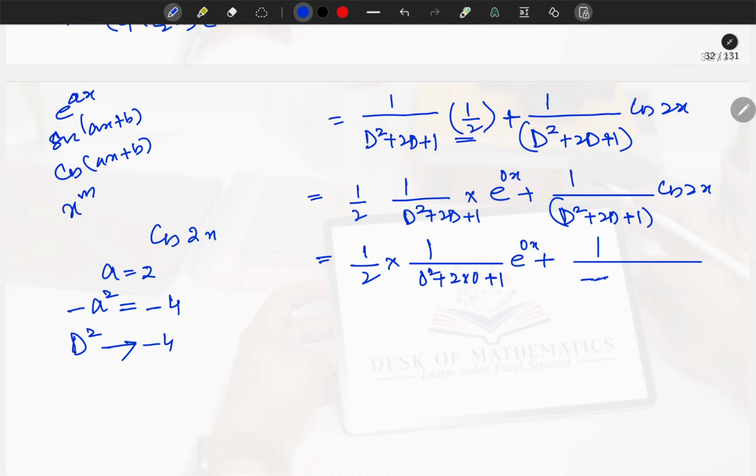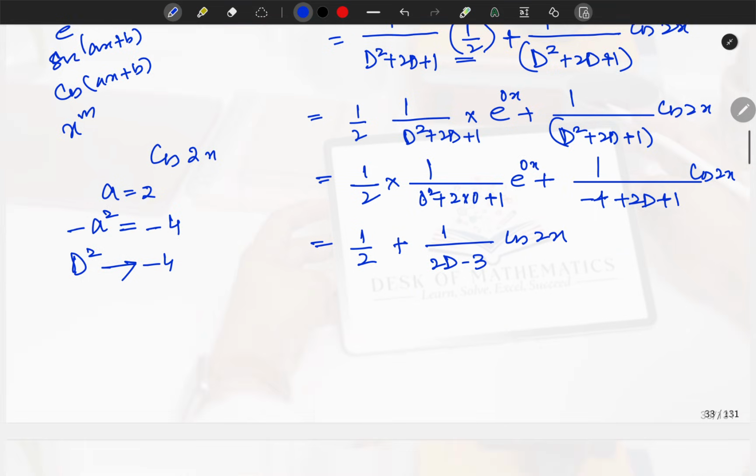So that is d square is minus 4 plus 2d plus 1 cos of 2x. So now here 0 square is 0, 2 times 0 it will be 0, it will be 1 by 2 only. Okay, so plus 1 by 2d minus 3 cos of 2x. Okay, so what will you do? Similarly, now here as you have the 1 by 2, you will take the 1 by 2 as common, you will get 1 by d minus 3 by 2.